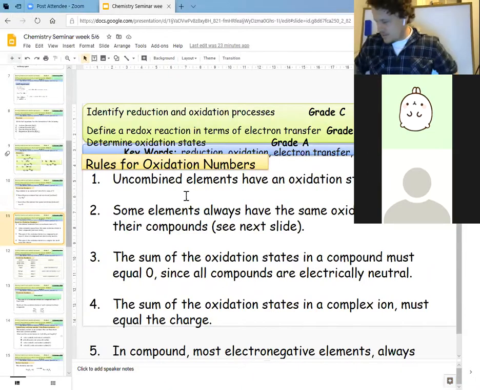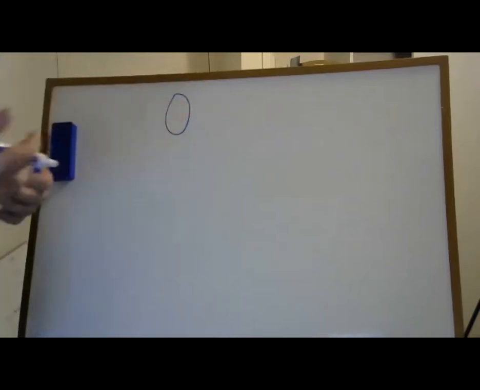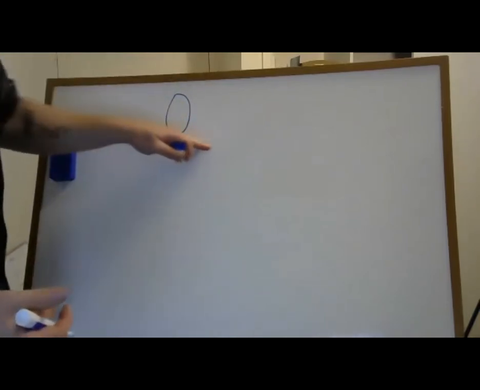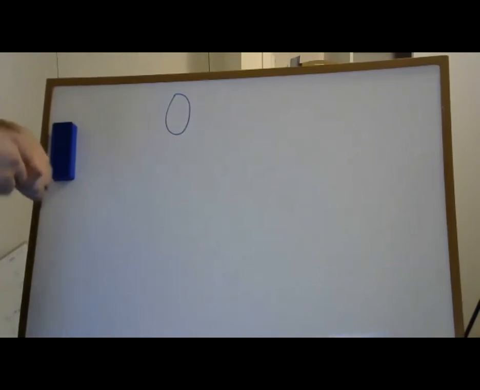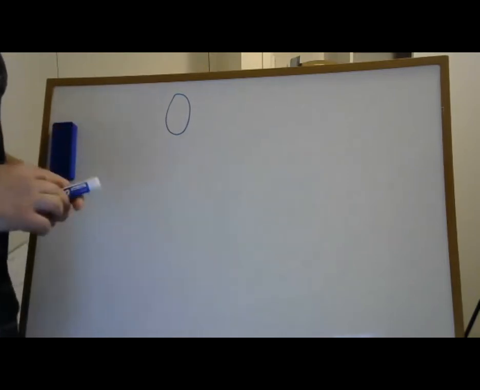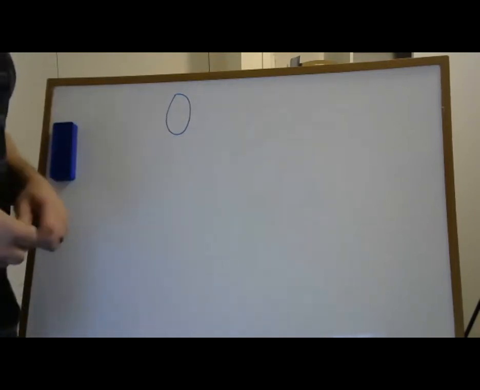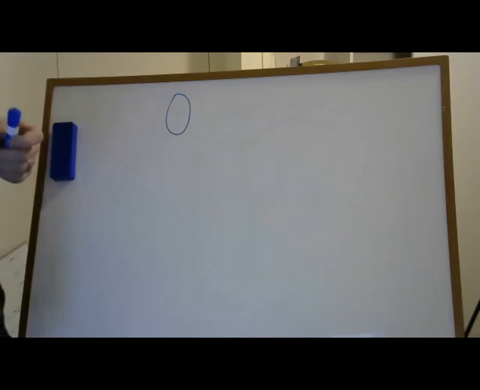So, oxidation numbers. Uncombined elements: every element on the periodic table has an oxidation state of 0, because if it's not reacted or combined with anything, it has to be 0. Now, again, there are exceptions to this rule, but for the purpose of this, it has to be 0. Some of these elements will always have the same oxidation states, a positive or negative charge in certain compounds.